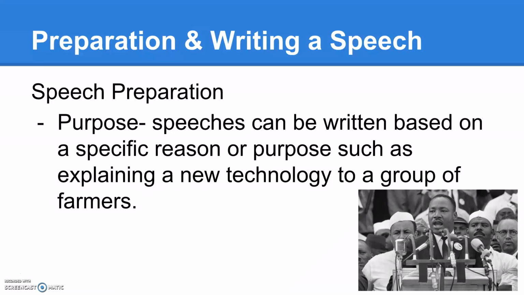Speeches can be written based on a specific reason or purpose, such as if you're explaining a new technology to a group of farmers, or maybe presenting retirement benefit options to employees of a company, something like that.